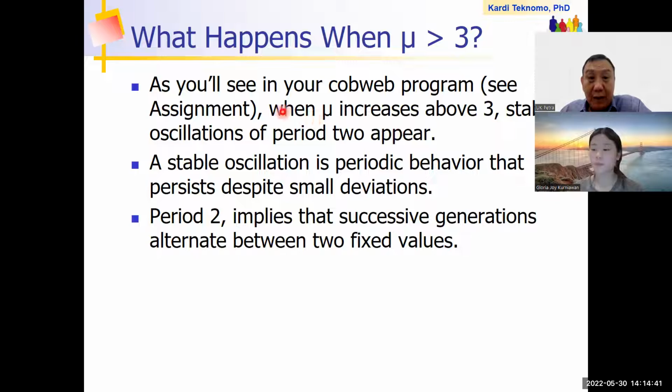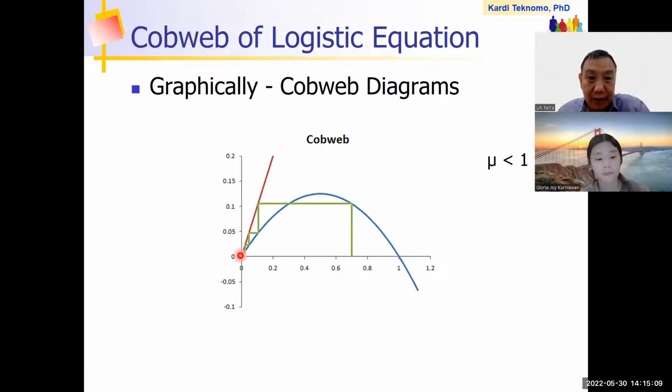So look, what happens when the parameter mu is above 3? At a certain point, there is an oscillation, a period of 2 cycle, up and down. That stable oscillation is periodic behavior. And then you will see something like this. This is less than 1, right?